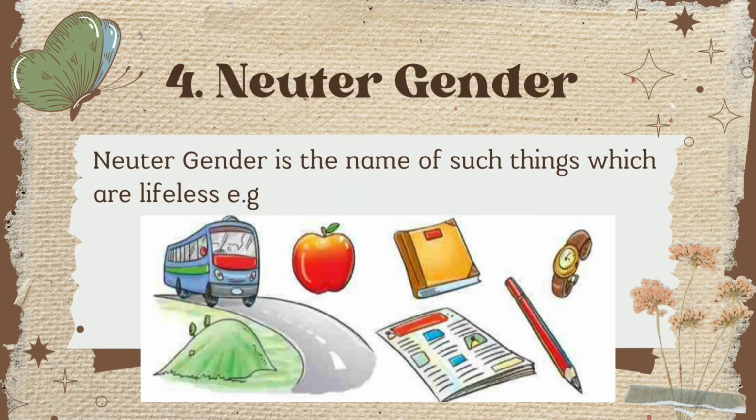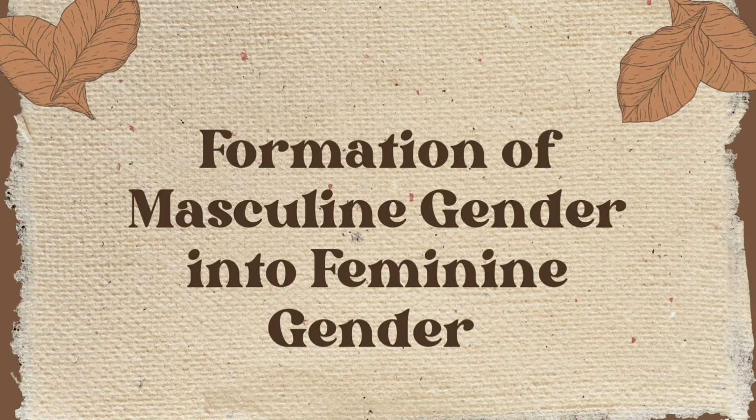Neuter gender is the name of such things which are lifeless. Example: bus, apple, book, pen, paper.